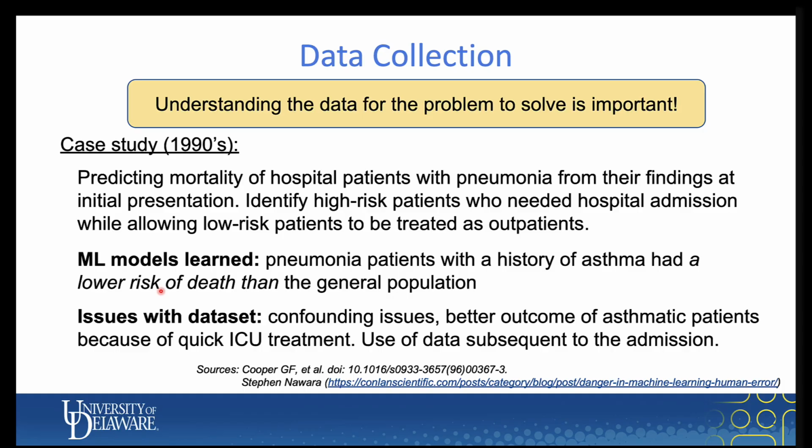The researchers wanted to predict what would happen from information available prior to admission, but they used data that contain information about what happens subsequent to admission. So there's a big problem with the data collected.